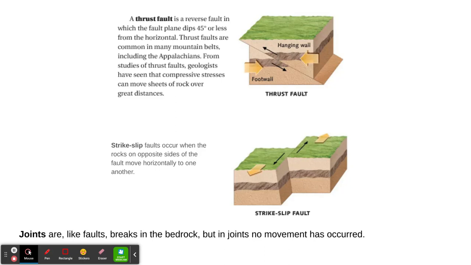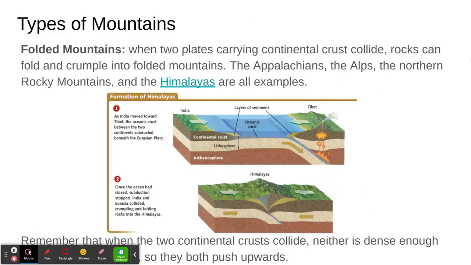So joints are kind of like faults. They're breaks in bedrock, but no movement has occurred there. So you'll hear that term used occasionally in geology as well. Okay. So then from these folds, we can end up with folded mountains. If you've got two plates carrying continental crust and they collide, there's a lot of compression happening there. A lot of compressional forces. Rocks are going to fold and crumple into folded mountains.